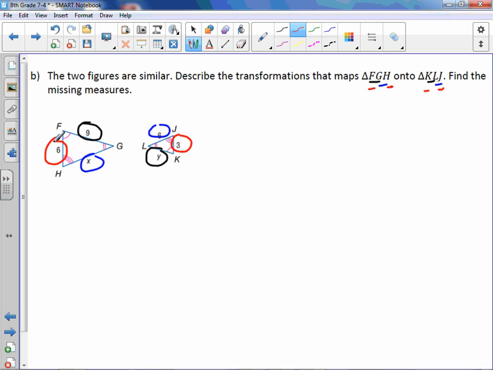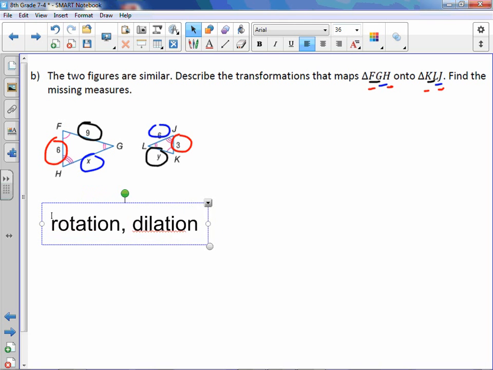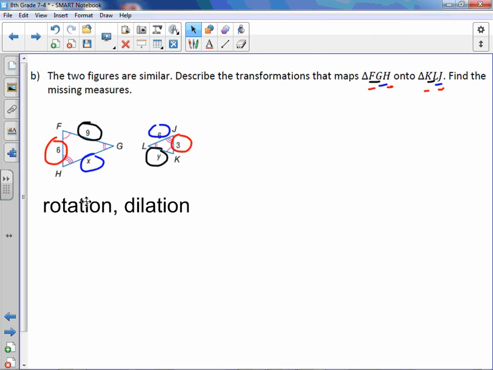Okay, so what happened here is we had a rotation as well as a dilation. Now let's write out our proportions. We have an x and a y to find this time, so we're going to have two different proportions here.